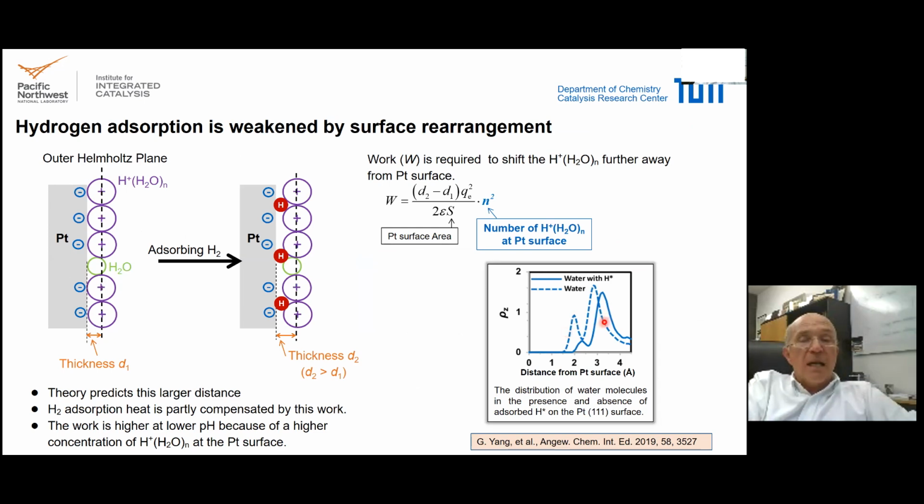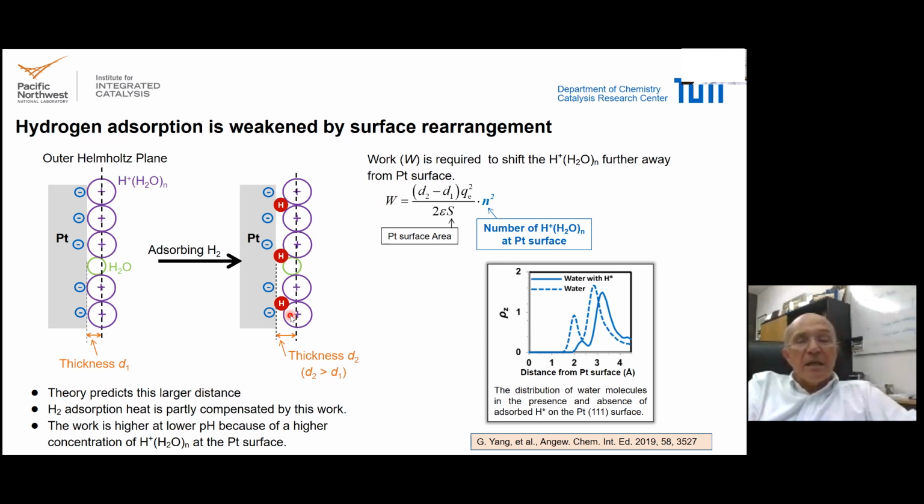And that increase leads to a work. And that work itself has to be subtracted from the bonding of hydrogen. So that works antagonistically to hydrogen adsorption. And therefore, a higher charge density here means more work to be done when we remove it, compared to a lower charge density that we have at a higher pH.